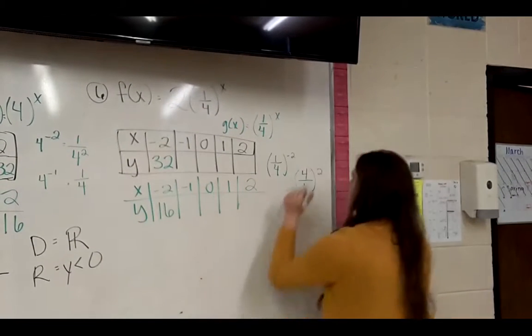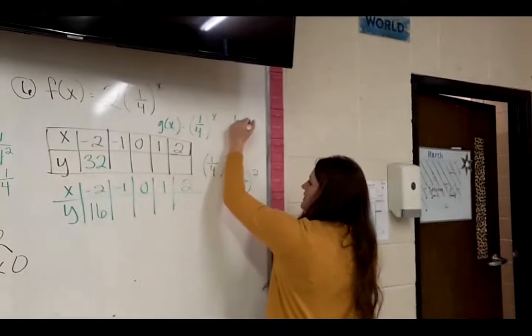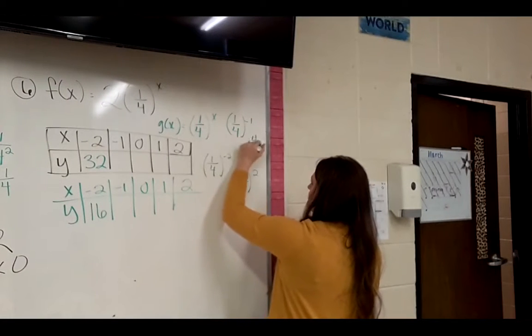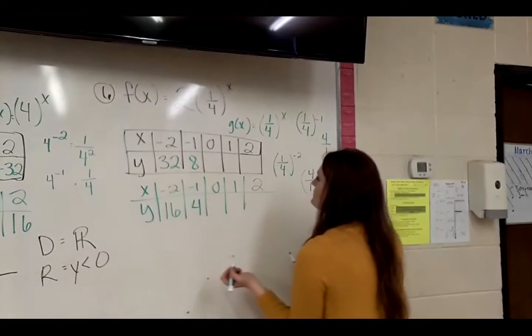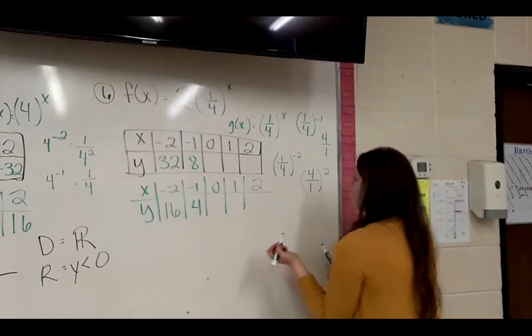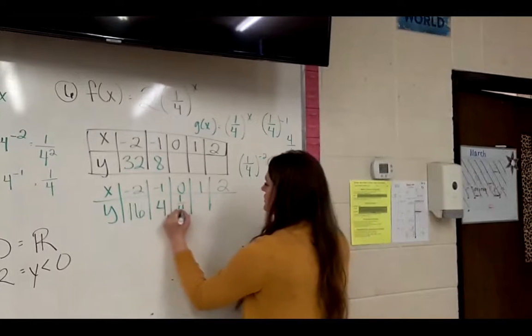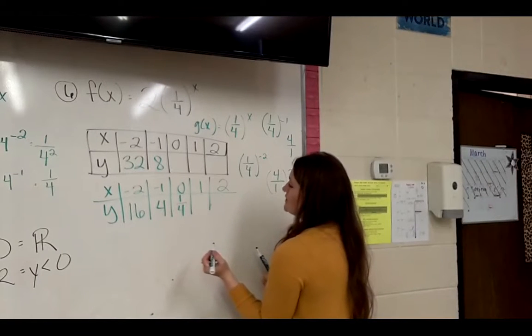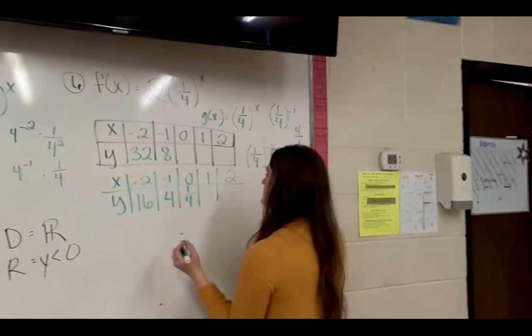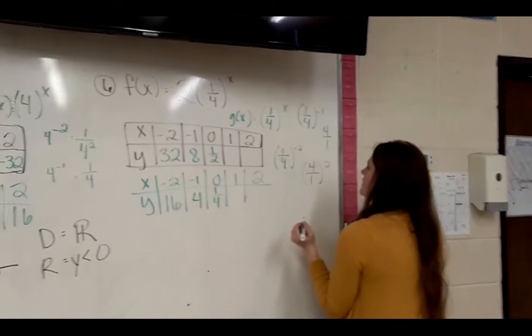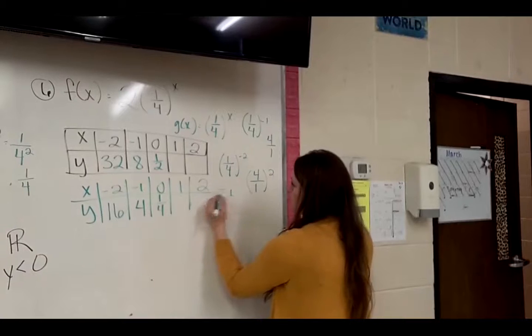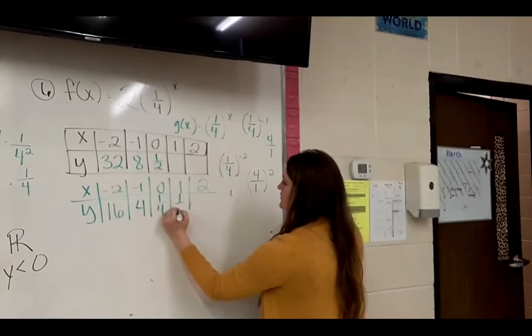Then I have times 2, so now I have 1 over 4 to the negative 1 power, which just flips it to 4 over 1, which is 4, times 2 is 8. Then 1 over 4 to the 0 is just 1/4. 1/4 times 2 is 1/2. Then 1 over 4 to the 1 is just 1 over 4.